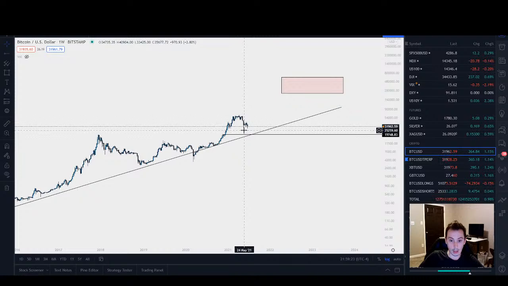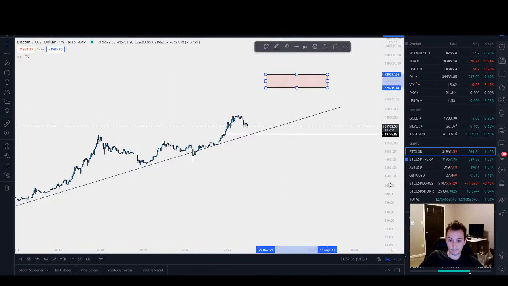And I think if we come back in for a retest, we're going to launch again, and we're going to launch here. This is the target. Test, launch, and I think it's going to be epic. So I'm close with that.